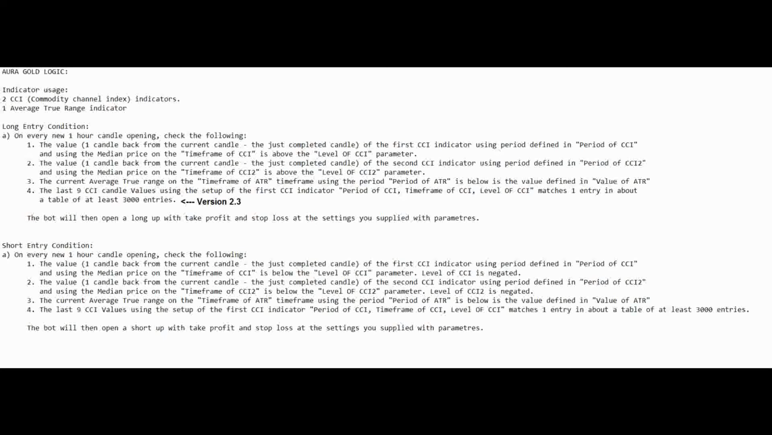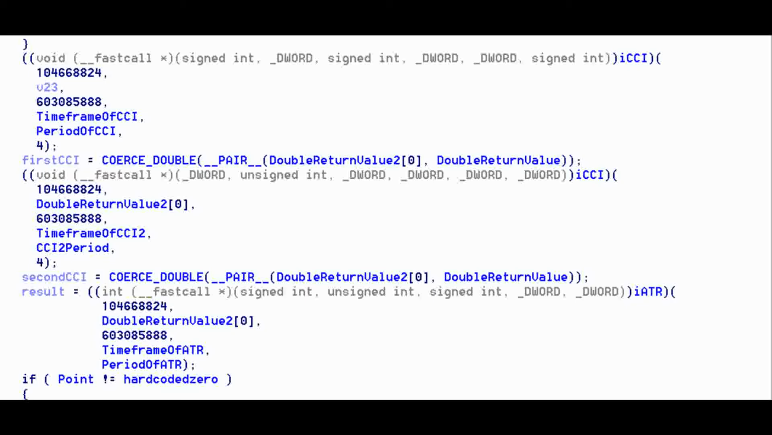3. The current average true range on the time frame of ATR time frame using the period of ATR is below the value defined in value of ATR. 4. The last 9 CCI candle values using the setup of the first CCI indicator, period of CCI, time frame of CCI, level of CCI, matches one entry in a table lookup of at least 3,000 entries. I'm only going to go through the long position as the short position setup is similar.